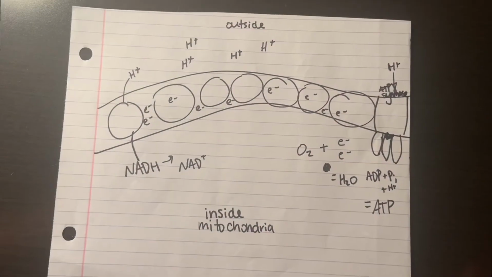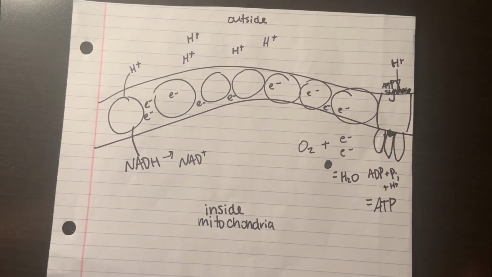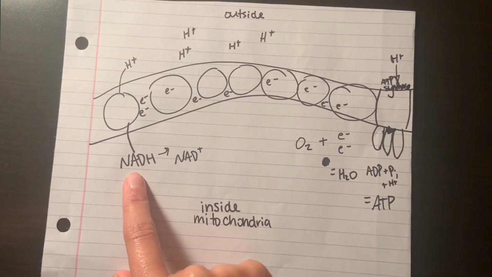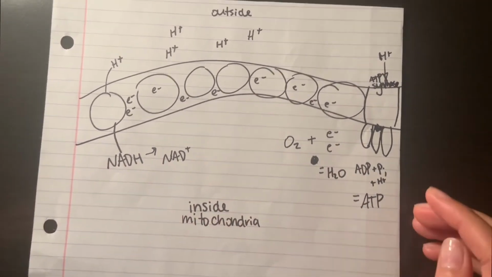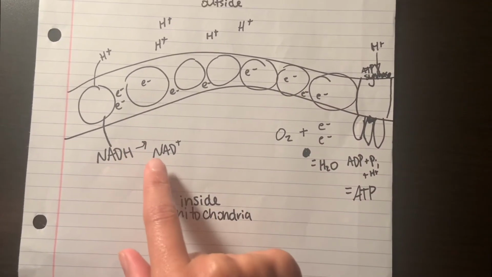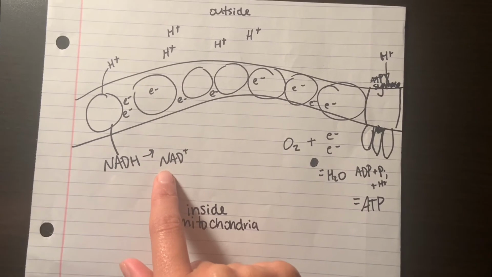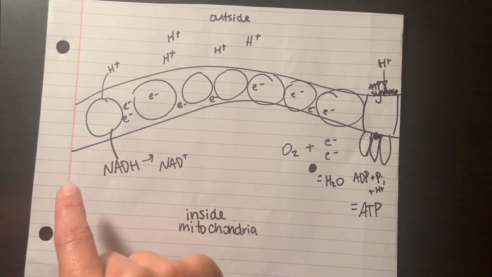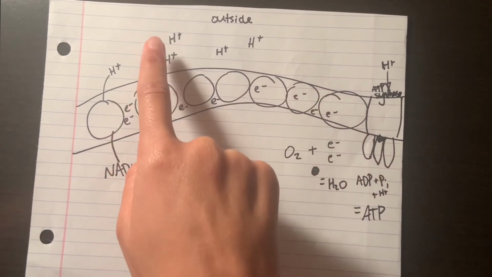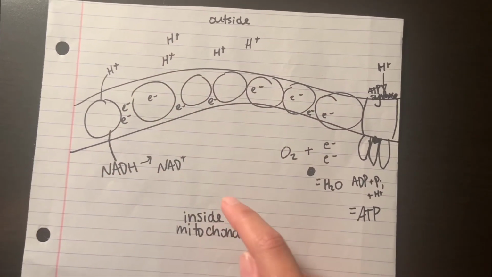So the electron transport chain is the last step in all of this. So the NADHs that were just formed in the Krebs cycle are now going to be used, and what happens is they will give up their hydrogen and they will become NAD+ again. Their hydrogen contains a proton and an electron, so the electrons will move through this chain while the protons get pumped to the outside of the mitochondria.